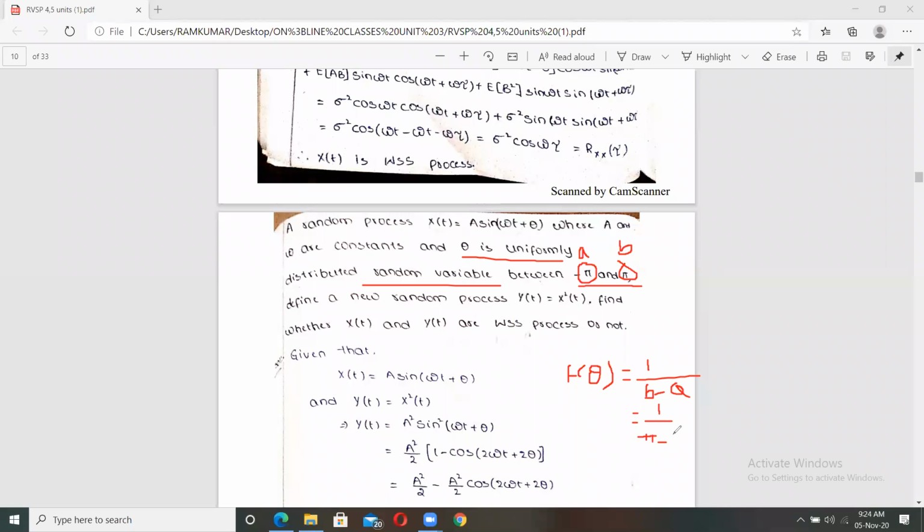A is also minus pi. Then it becomes 1 by pi minus of minus pi, which is equal to 1 by 2 pi, right? This is the density function of a uniform distribution, 1 by 2 pi.